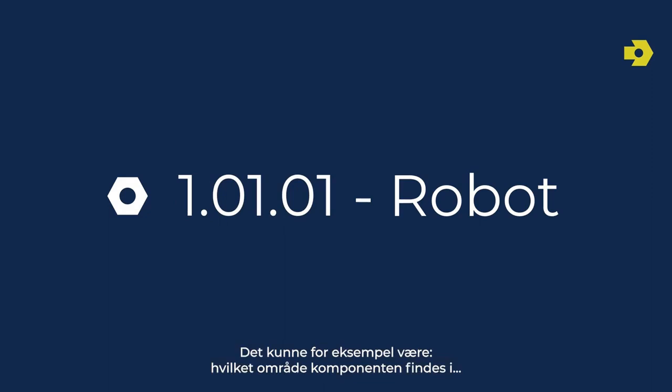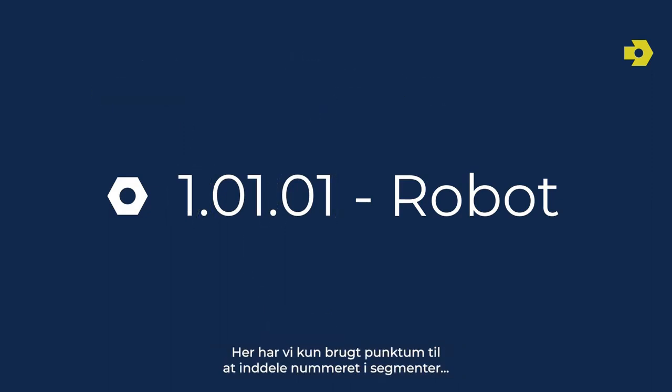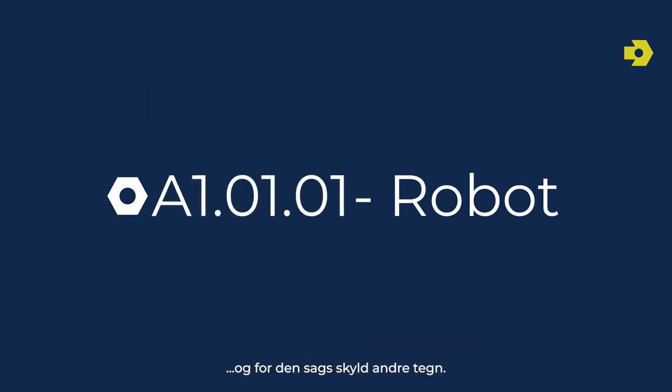For example, it could indicate which area the component is located in, which facility it belongs to, and the component itself. Here, we have only used periods to divide the number into segments, but we could just as well have used hyphens, or both slashes and underscores, letters, and for that matter, other symbols. An A here, for example, could indicate a type. Perhaps it indicates an office building.